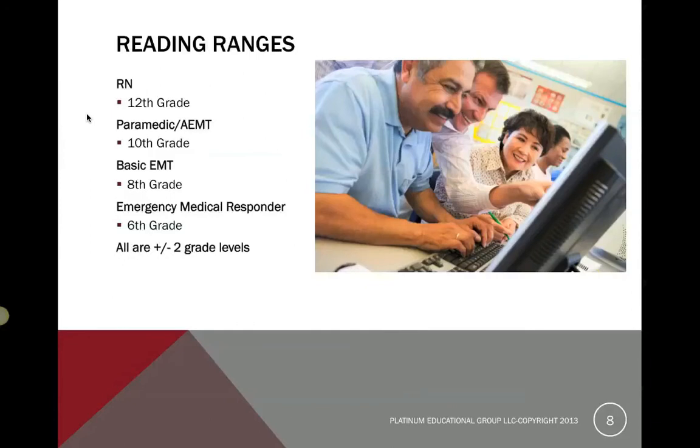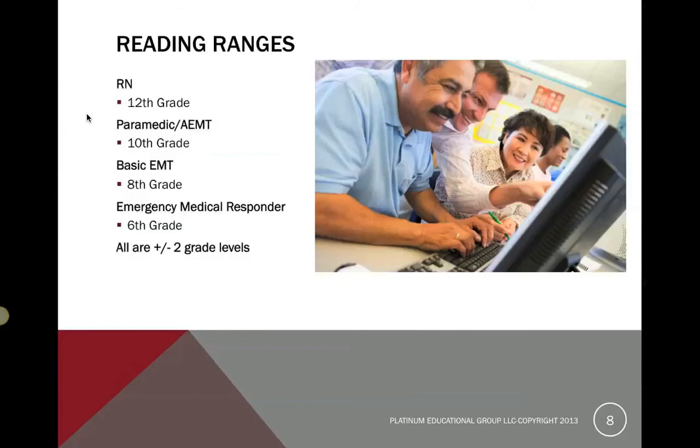Reading ranges. For nursing, we would expect the nurse to be able to read at approximately a 12th grade reading level. So that's where we're really going to want to try to target our questions. For the paramedic or AMT, the expectation is a 10th grade reading level. For the basic EMT, expectation is 8th grade reading level. The emergency medical responder is a 6th grade level. Any of these can be plus or minus 2 grade levels and still fit pretty comfortably within where they ought to be able to read.